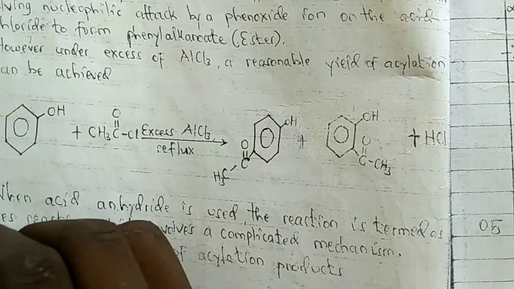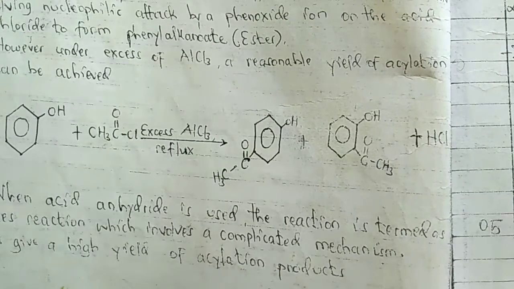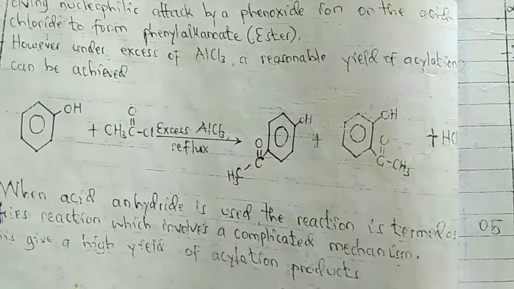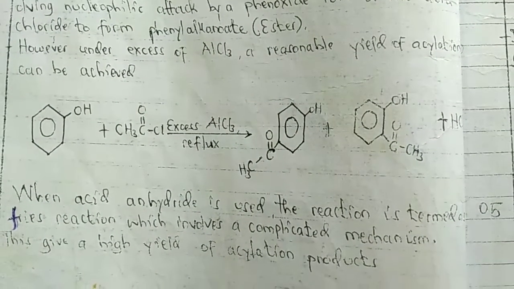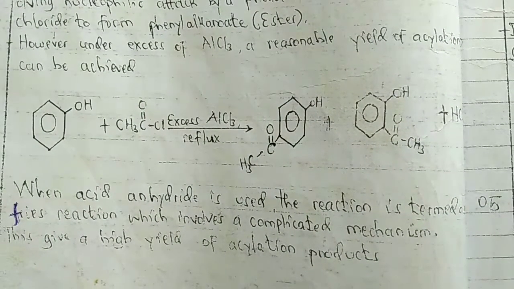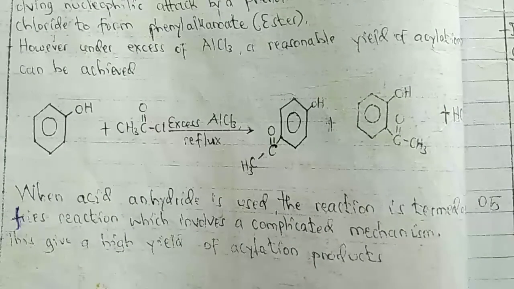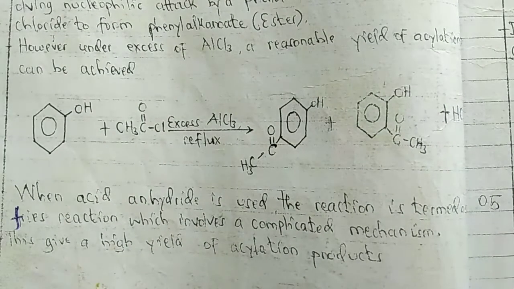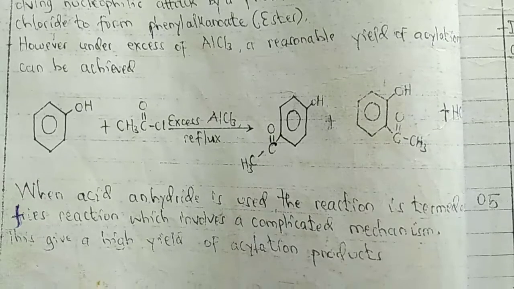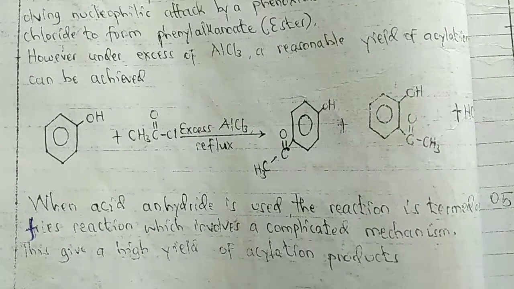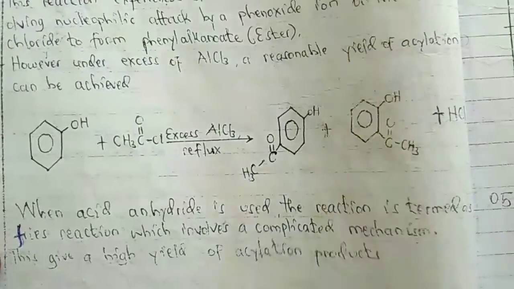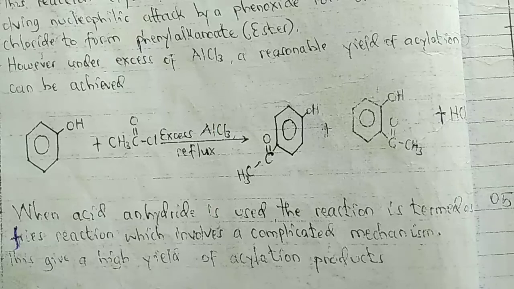The reaction is termed as Fries reaction, which involves a complicated mechanism. Hiyo ni kama tukiwa tumetumia acid anhydride kwenye hiyo reaction yetu. Kama tumetumia acid anhydride, reaction is known as the Fries reaction, ambayo involves complicated mechanism. This gives a high yield of acylation product. Inatupa high yield of acylation product.